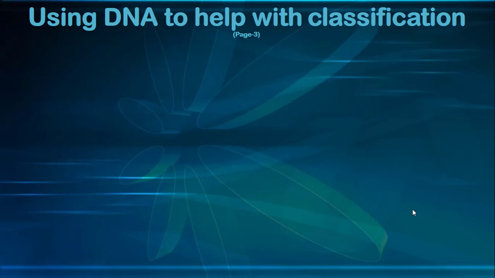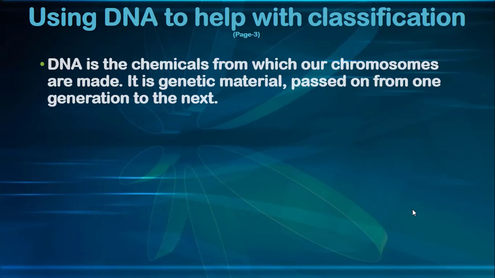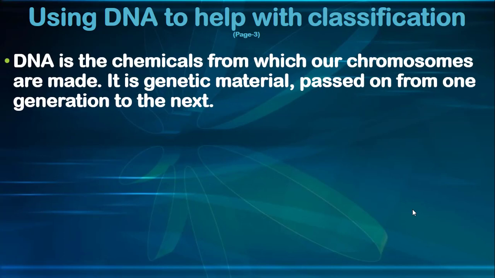So we can use the structure of DNA or the bases, for example, adenine, guanine, thymine and cytosine. These are the nitrogenous bases present inside the DNA. We can use the sequence of these nitrogenous bases to identify whether organisms belong to the same group or not. DNA is the chemical from which our chromosomes are made. It is genetic material passed on from one generation to the next.